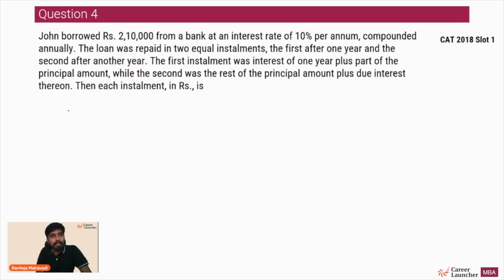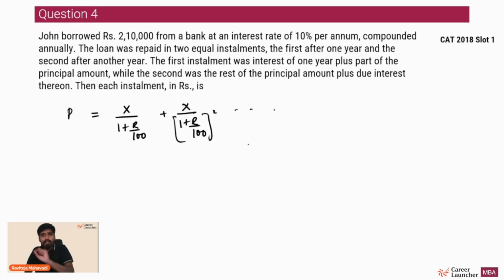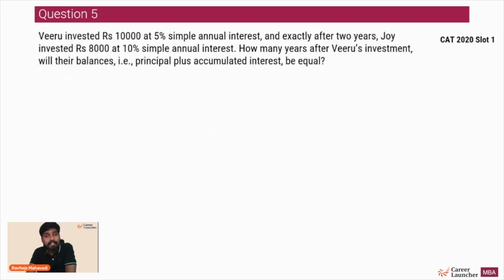What is the principal we know? P is equal to x by 1 plus r by 100 plus x by 1 plus r by 100 whole square, and so on up to as many terms as there are. Because in this question there are only two terms, we will only do x by 1 plus r by 100 and x by 1 plus r by 100 whole square. This is what your installment amount is. Installment is x. P is the principal that you have taken. Even using that formula, you will get the same answer: 121,000. Let's take a look at this last and final question.